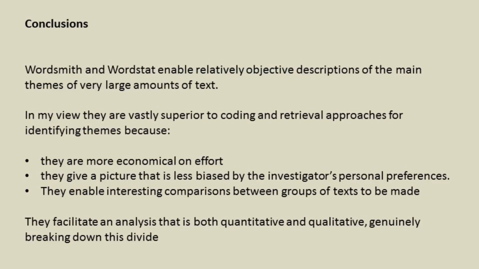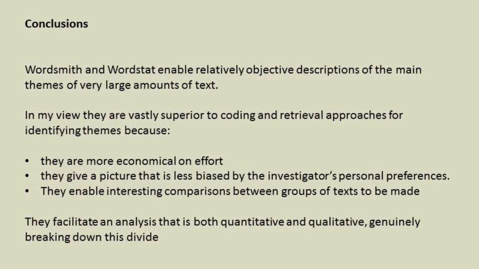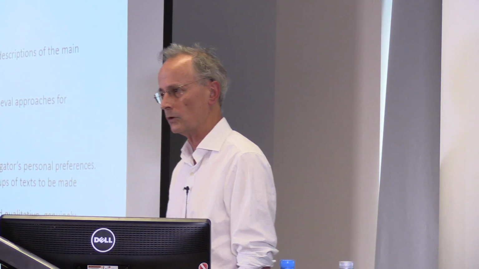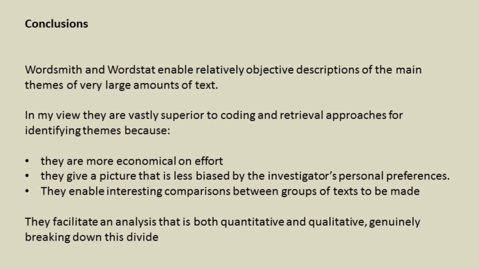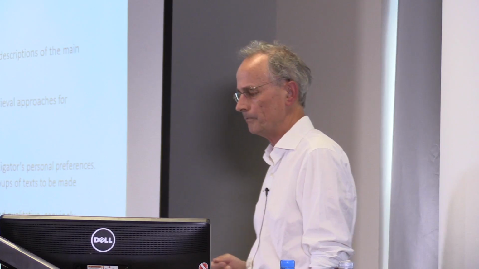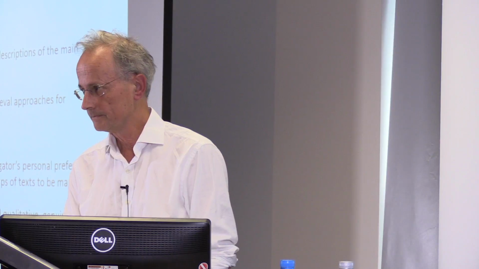So my conclusion is that these kinds of softwares allow relatively objective descriptions of the main themes of very large amounts of text. And I think they're superior to coding and retrieval approaches for identifying themes, because you don't have to do so much work. They give a picture that's less biased by the investigator's personal preferences, because sometimes you can get attracted by a particular quote and think that it's much more widespread than it really is. Well, the computer doesn't let you do that. They enable interesting comparisons between groups of text to be made, and I think this is both a qualitative and a quantitative way of approaching text that is a genuinely hybrid form. Okay? That's it. Okay?